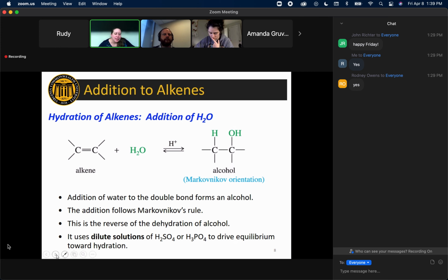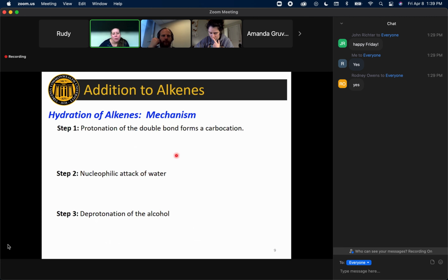Okay, so mechanistically, what does this look like? Well, there are going to be three steps. It's exactly the reverse of an E1 dehydration mechanism, so we're going to do those steps in reverse. These are electrophilic addition reactions, so they're going to follow our same theme that we'll be talking about over and over again throughout chapter 8. We have pi bond electrons, and those pi bond electrons are going to act as a nucleophile to attack an electrophile. In this case, our electrophile happens to be a proton.